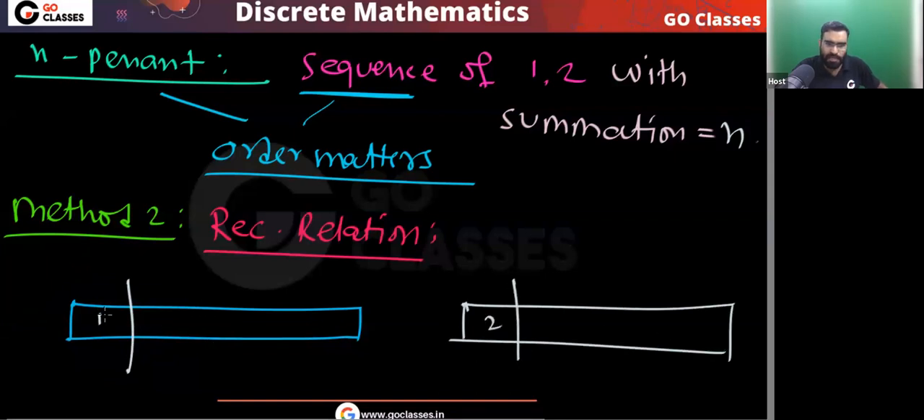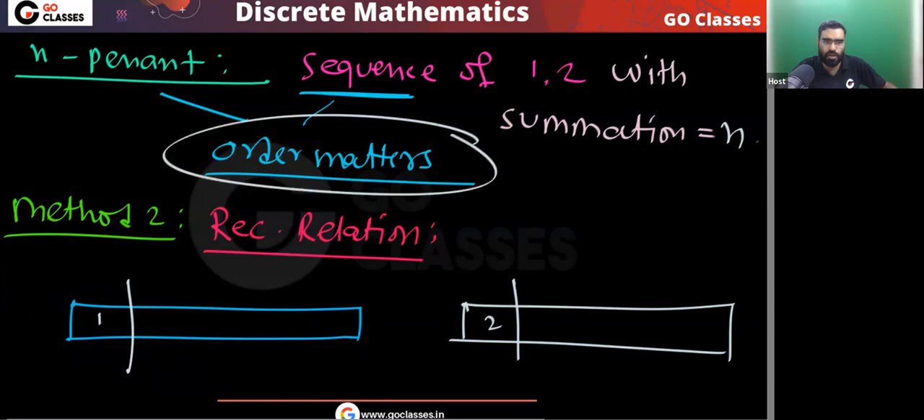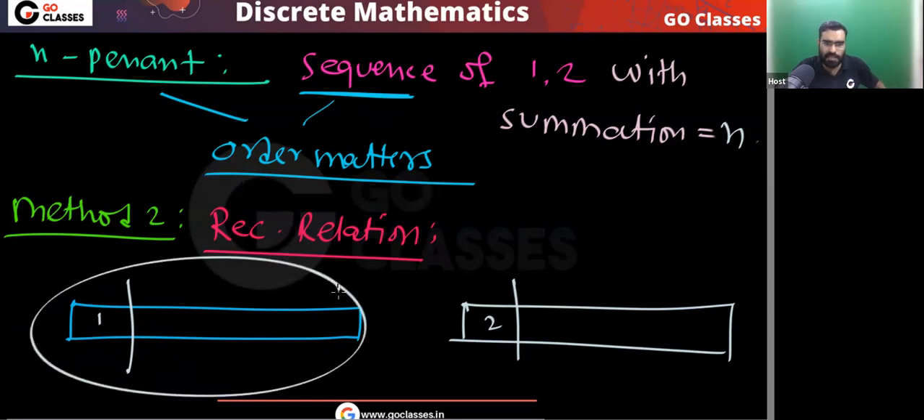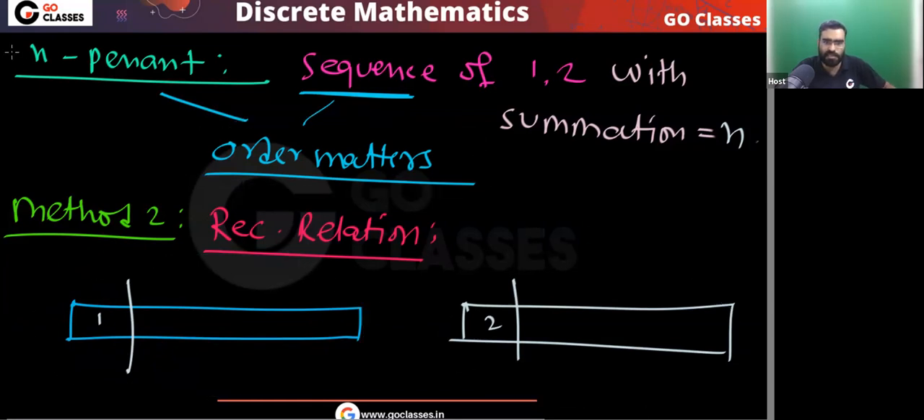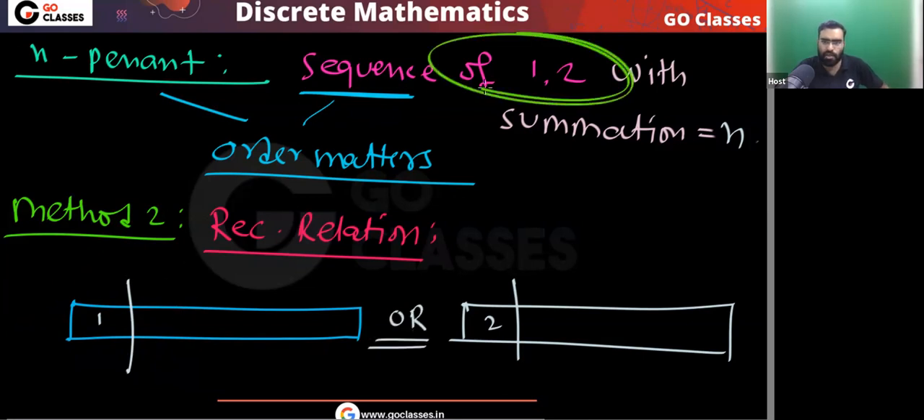If I put 1 here, can I say this? Because order matters. Okay, so very simple. Here I can say this and this, they are different. This and this, they are different, right? So either you can put 1 here or you can put 2 here. Only two choices you have. Either you can do this or you can do this. There is no other choice because we can only use 1, 2.